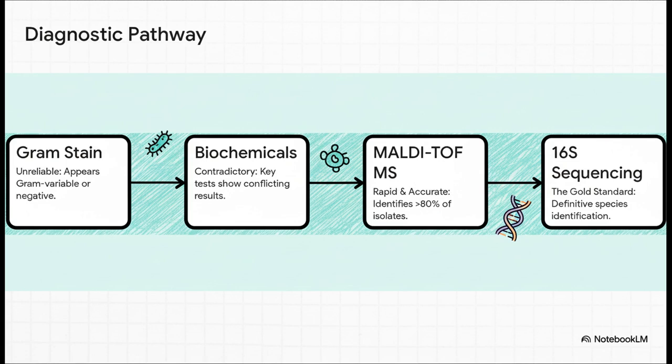The gram stain? Forget about it. It's notoriously unreliable. Biochemicals? It's a total mess of conflicting reports in the literature. And that's exactly why we need to trust our more advanced tools. MALDI-TOF is a massive step up, giving you a correct species-level ID more than 80% of the time. But for that 100% definitive answer, 16S rRNA sequencing is still the undisputed gold standard.